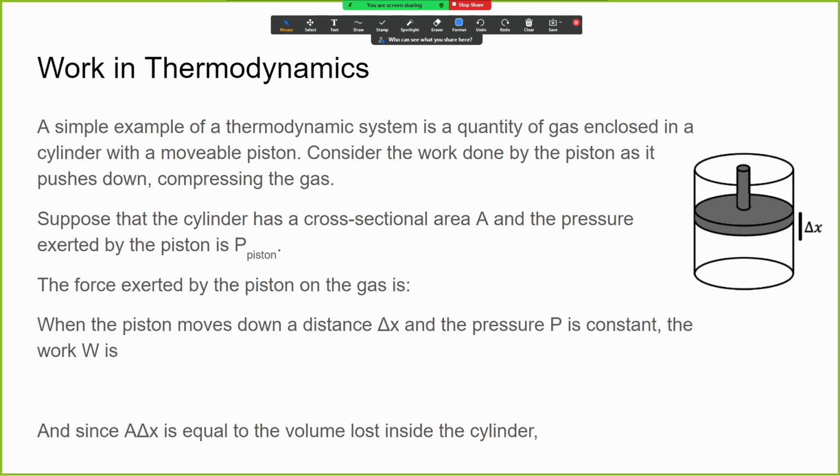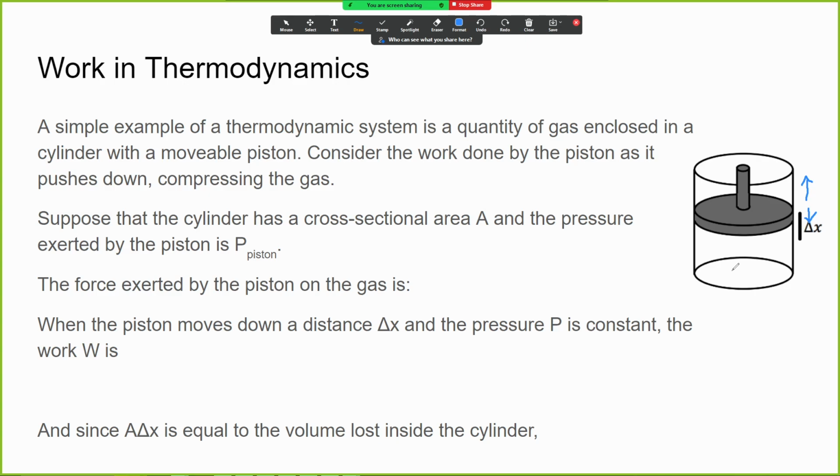So sorry about that. A really simple example that we could think about in thermodynamics is a quantity of gas that's enclosed in a cylinder that has a movable piston. So this can move up or it can move down, depending on what's actually happening to the gas. Okay? So if you consider the work done by the piston as it pushes down, which would compress the gas, that's what we're going to take a look at first.